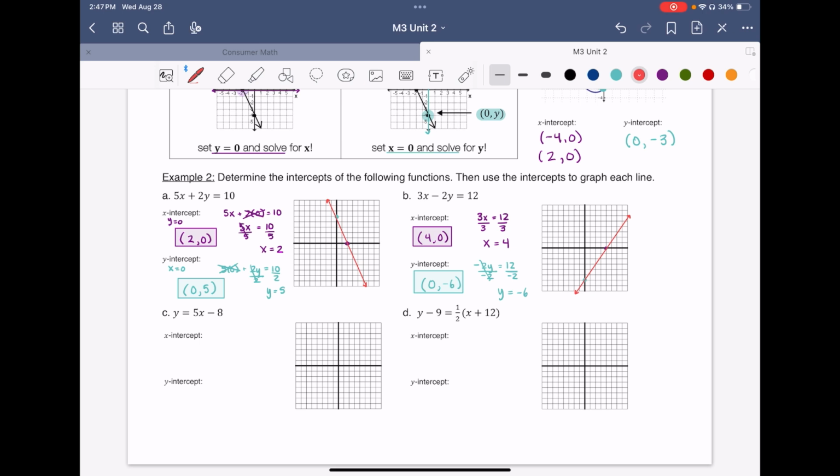However, for the other forms, we might have to do a little bit more work. We just need to remember that when it's the x-intercept, y is 0, and with the y-intercept, x is 0. So go ahead and pause the video here and give C and D a try.